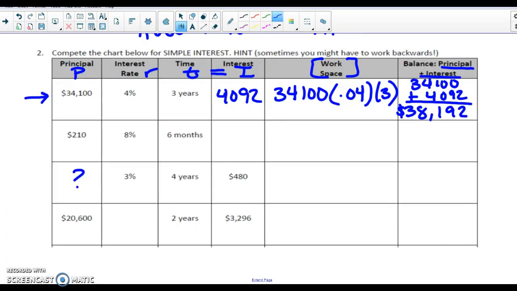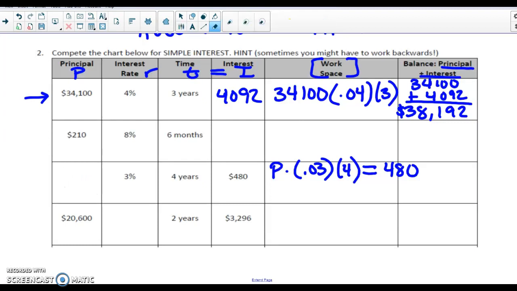All right, so I'm actually going to set my principal, which I don't know, so I'm going to call it P, times my rate, which is 0.03, times 4, and I'm going to set that equal to my interest, which is 480. Notice you have to do a little bit of algebra, and you have to work backwards. So if I want to find my P, if all of this is getting multiplied together, what's the opposite of multiplying?